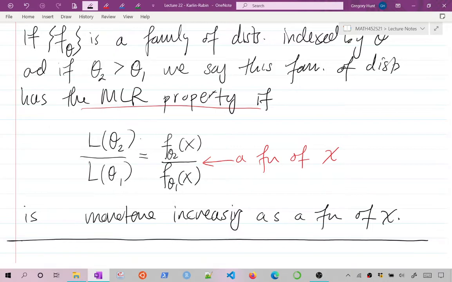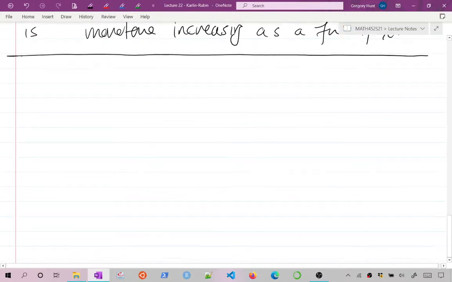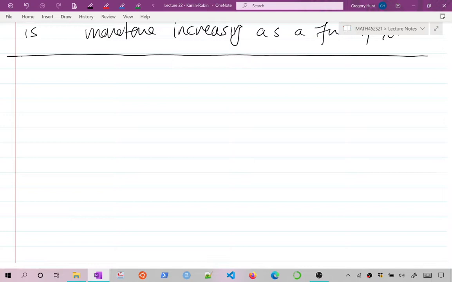And what we're going to show in the Karlin-Rubin theorem is that if the distribution of the sufficient statistic has the MLR property, we're going to be able to get a UMP level alpha test. So let's look at an example. Or let's just write out the theorem, right? Sure. Let's write out the theorem.